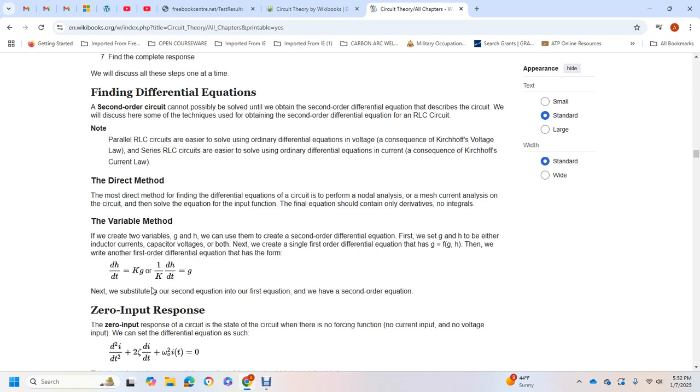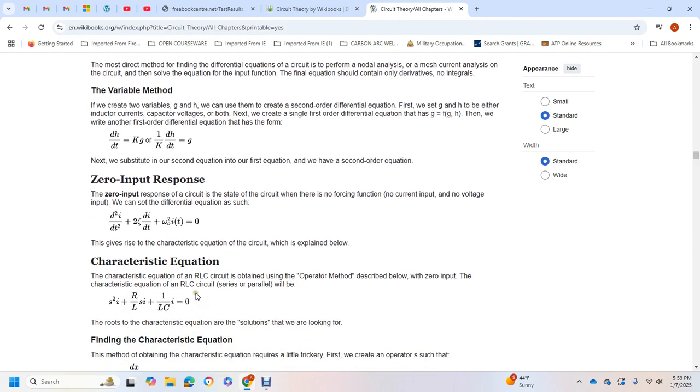G is equal to F times H, where the first order differential equation has the form of the inductor or capacitor voltage, with a constant K times the derivative of the inductor current or capacitor voltage, or 1 over K times the derivative of the inductor current or capacitor voltage, equal to the inductor or capacitor voltage, whatever you want to substitute in. First, we substitute the second equation, and we have the second order equation.